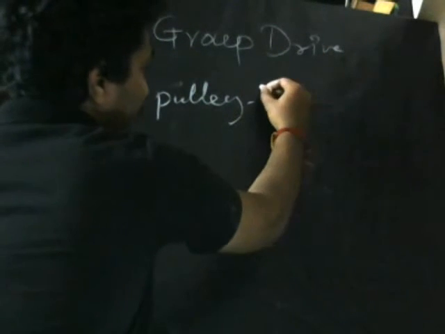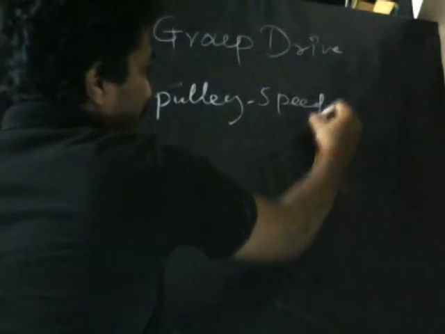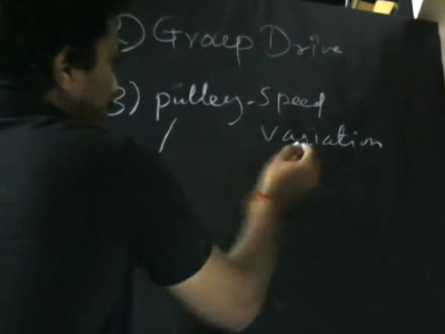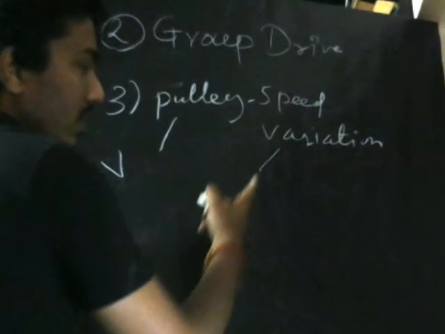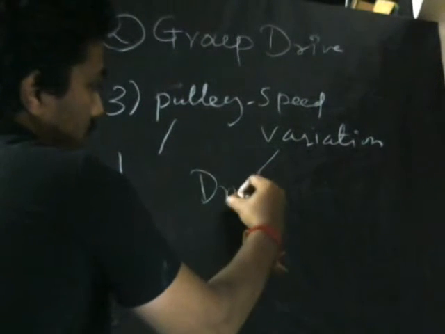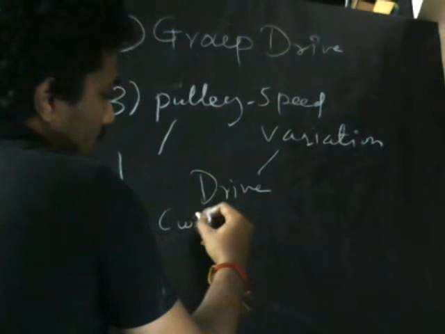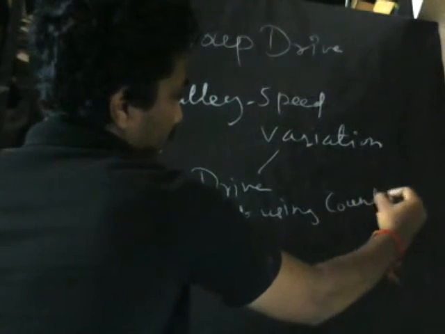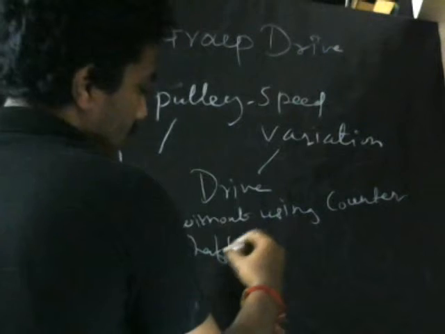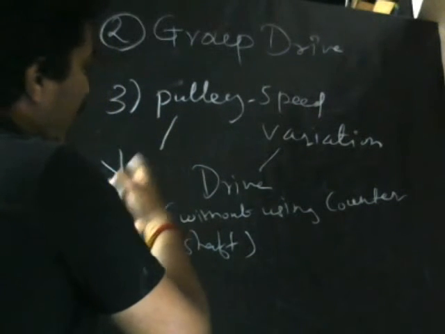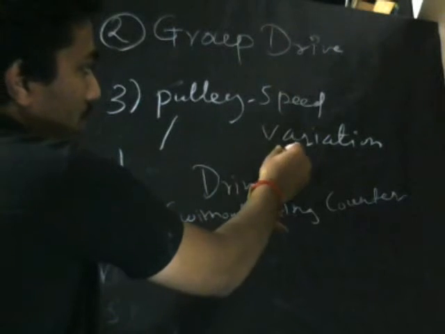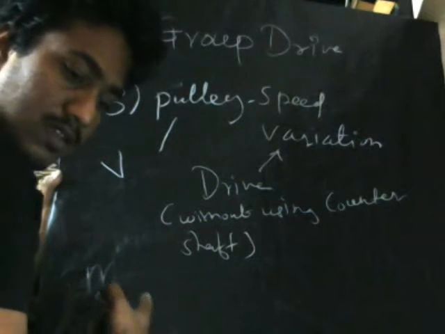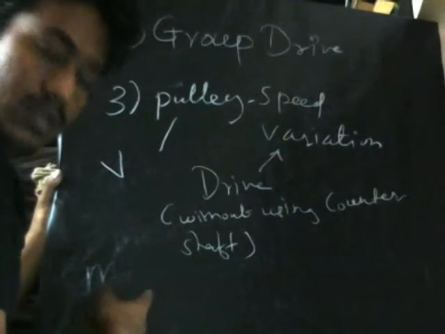So from where we get the speed variation? Not only speed variation, it can be V pulley. Not only speed variation, but also drive without using counter shaft. That is what we have seen right now. We have a pulley from where we get drive, so we can obtain speed variation, but we don't need a counter shaft for that. That is not necessary. And starting and stopping can be done by machine itself.